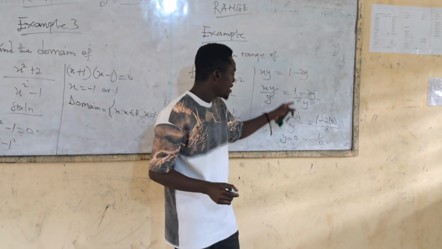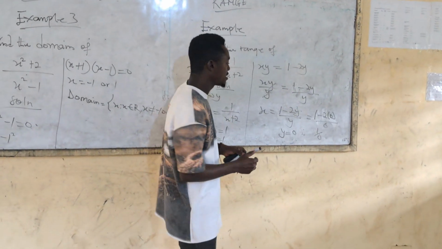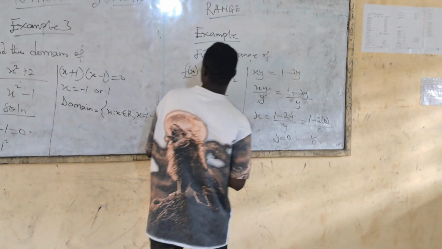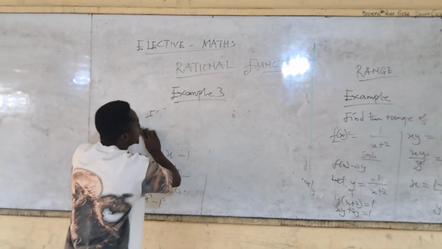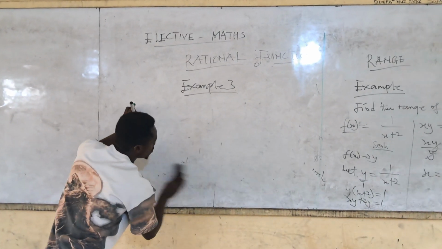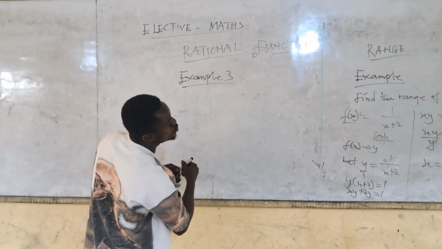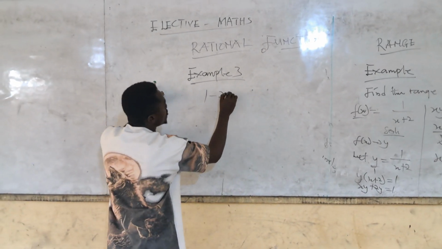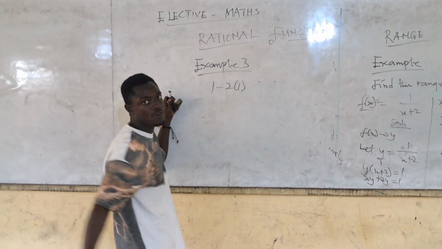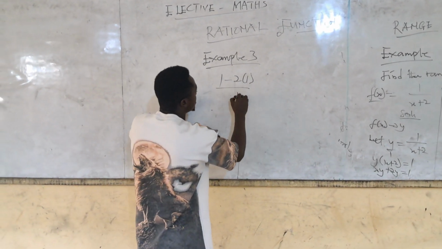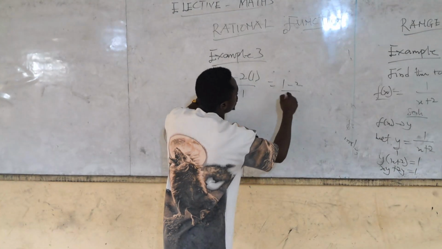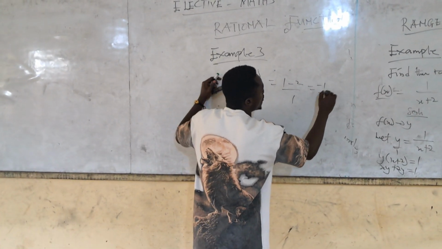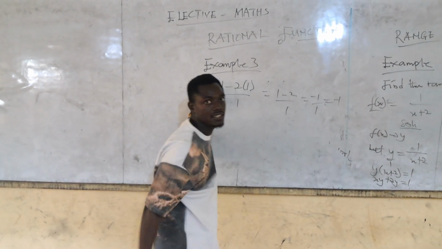For instance, let's put any other value aside from 0. Let's put 1 there. So we put 1 wherever you see y. We are going to have 1 minus 2 all over y, which is 1. So this gives us 1 minus 2 over 1, which is negative 1 over 1, equal to negative 1.